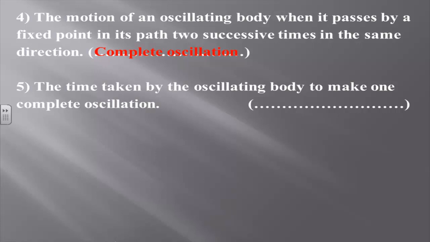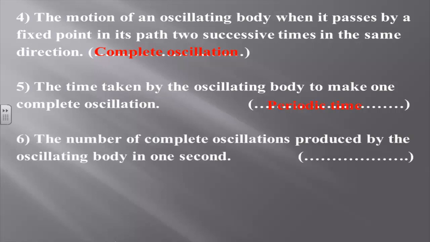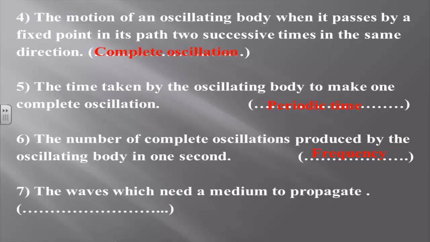Number 5. The time taken by the oscillating body to make one complete oscillation is the periodic time. Number 6. The number of complete oscillations produced by the oscillating body in 1 second is the frequency. Number 7. The waves which need a medium to propagate are mechanical waves.